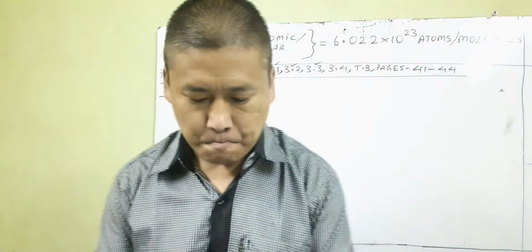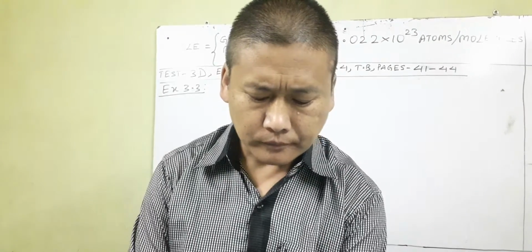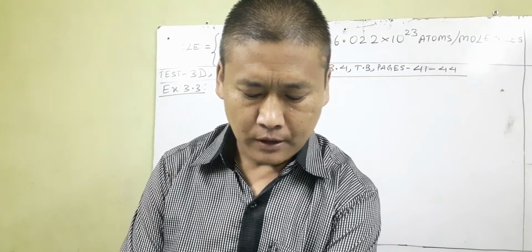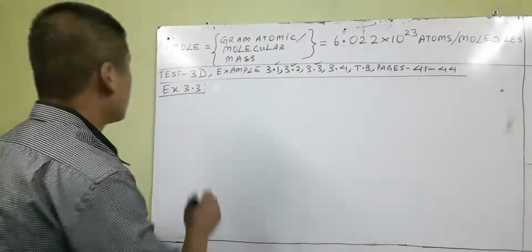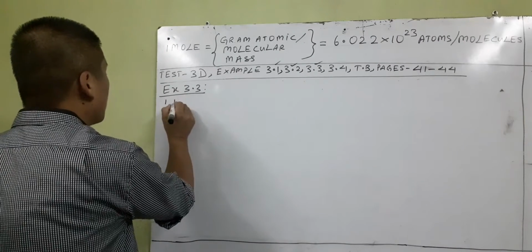Now, here on page 43, look there. Calculate the number of moles for the following. Number 1, 52 gram of helium. So number 1, we're going to do this one.